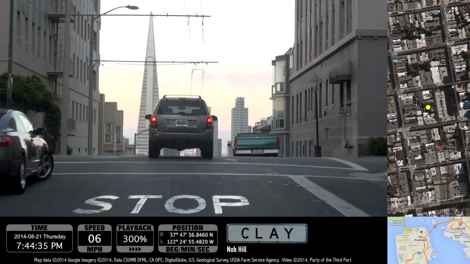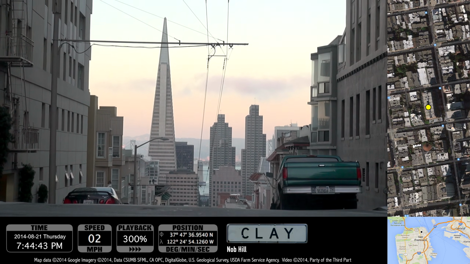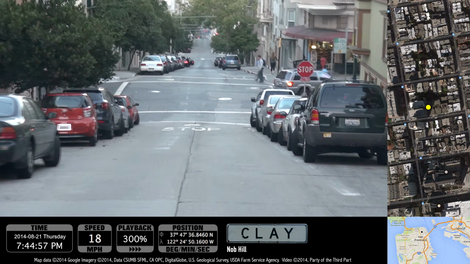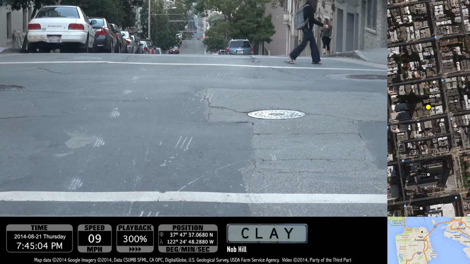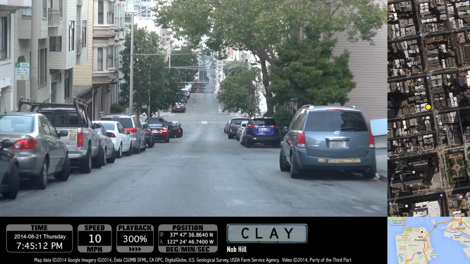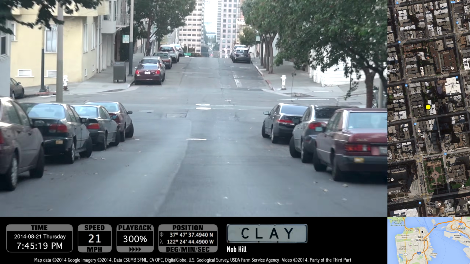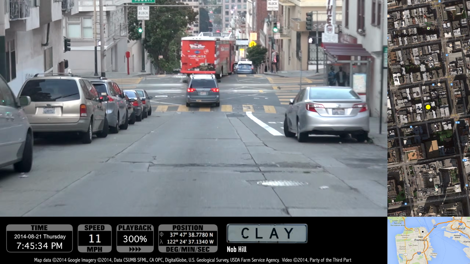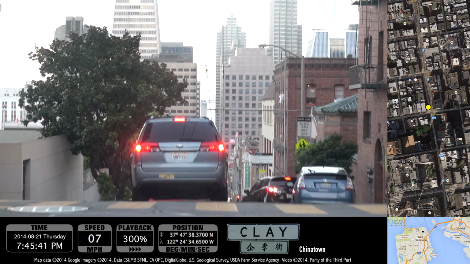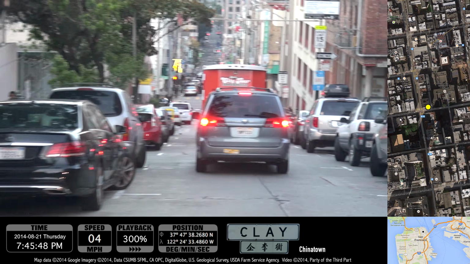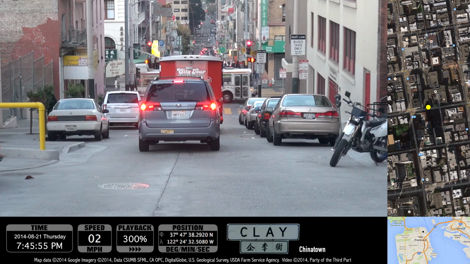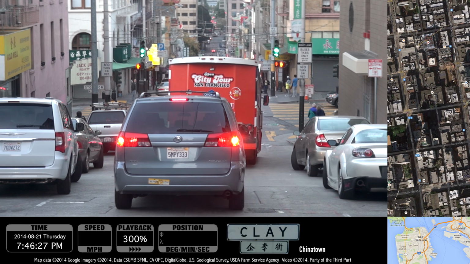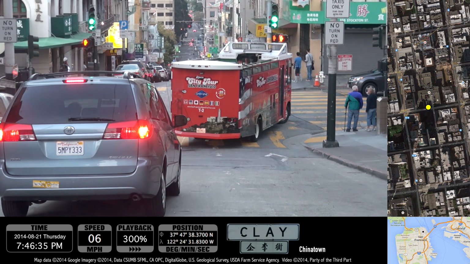Nice views of the Transamerica Pyramid there as we head towards Chinatown. We're now in Chinatown, about to cross Stockton Street. Stockton Street is more of an everyday working street, whereas the parallel Grant Avenue, which we're going to come to soon, is the more touristy street.